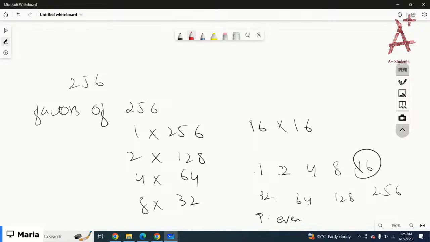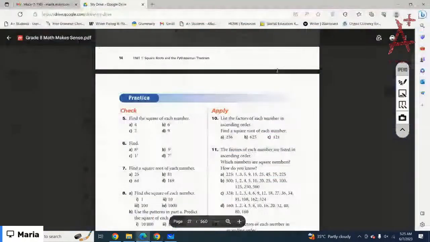That means 256 is a square of 16. 16 times 16 makes 256. Got it? So the correct option is 16. This way you can find the factors of all the other numbers.